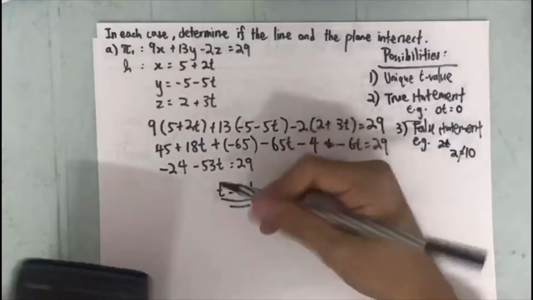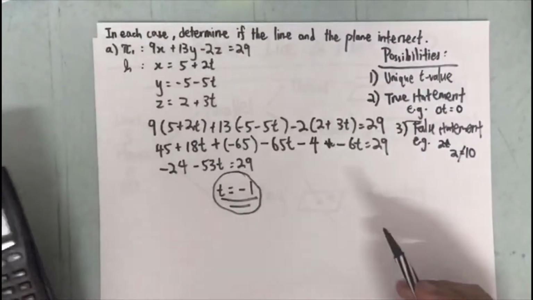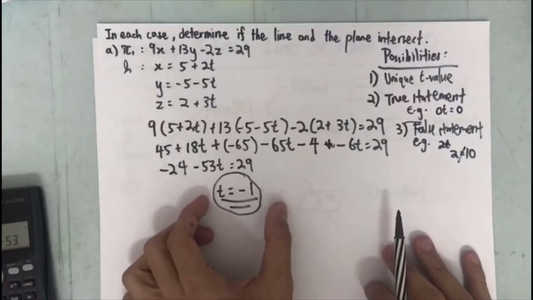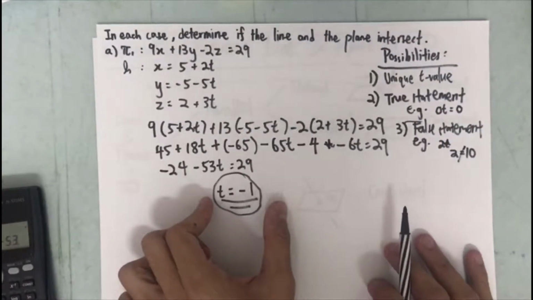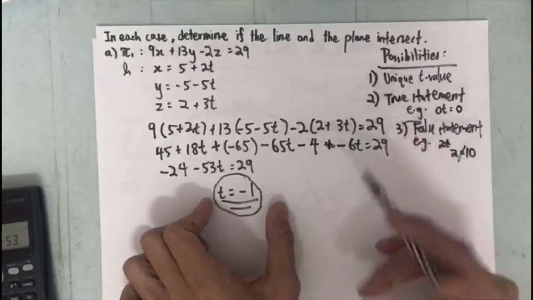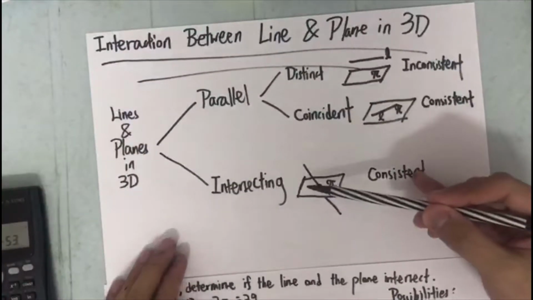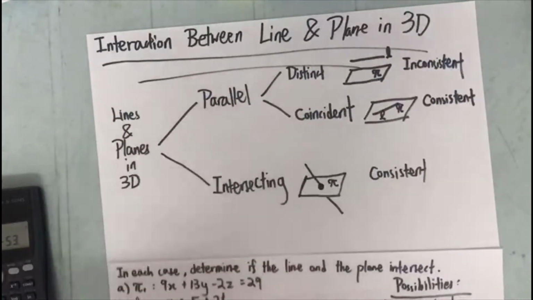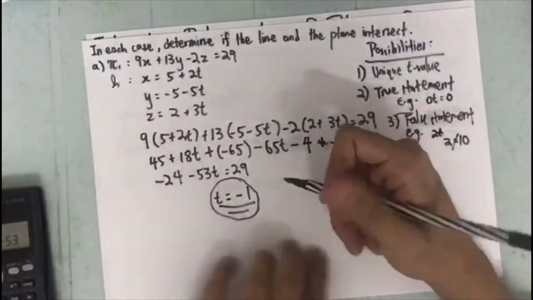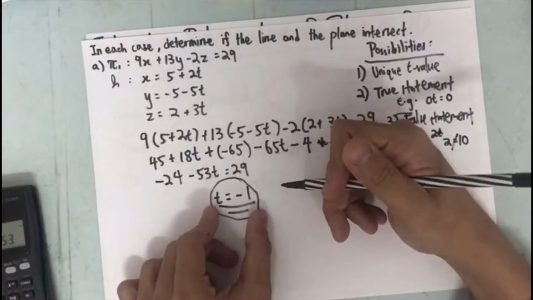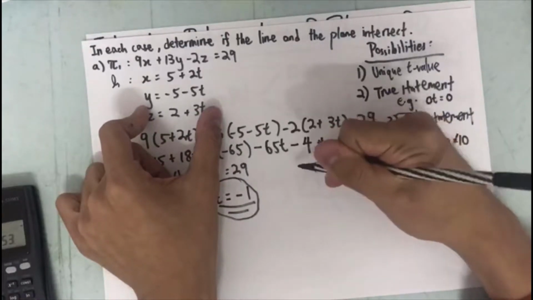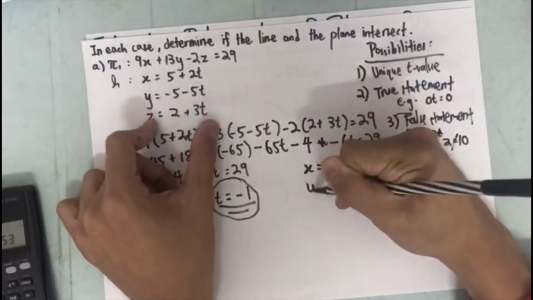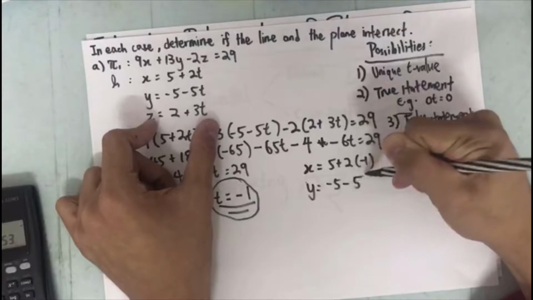See, for this case, you have a unique t value. That means the plane and the line, they do intersect. And you can actually utilize this t value to find the point of intersection. As I said, if a plane and a line intersect, they must intersect at exactly one point. Therefore, there is a point of intersection. So you can substitute this t value back into the parametric equation of the line to find the point of intersection. X equals 5 plus 2t, which is 3. Y equals negative 5 minus 5t.